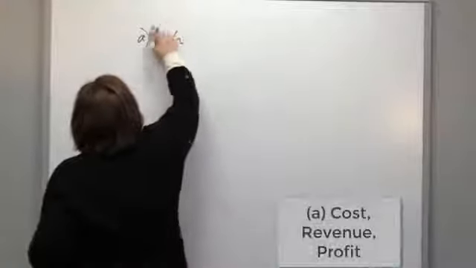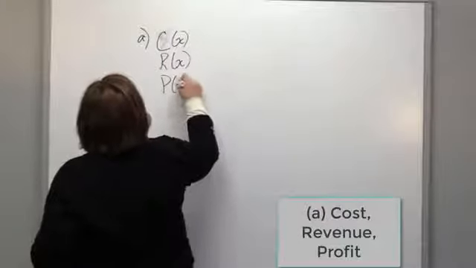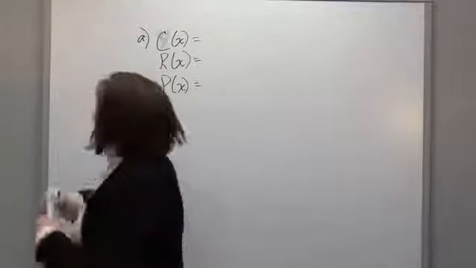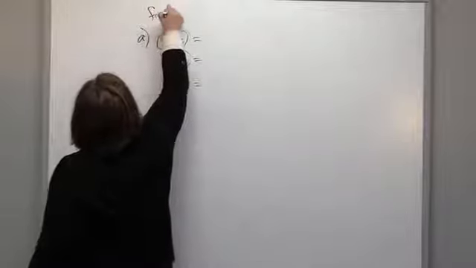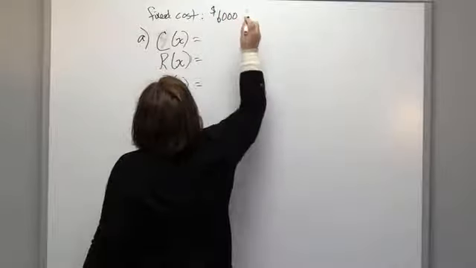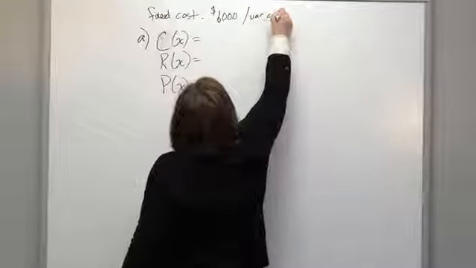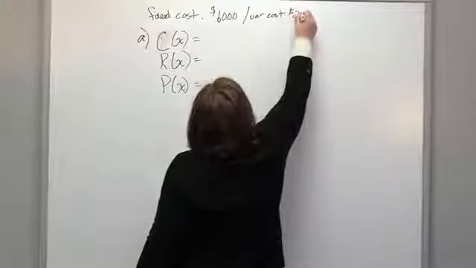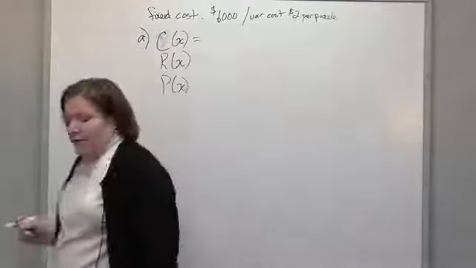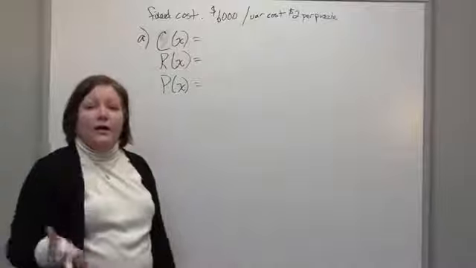So we want the cost, the revenue, and the profit functions. And we are given fixed costs of $6,000 and variable costs of $2 per puzzle. So from that information, that gives us information about our cost function.